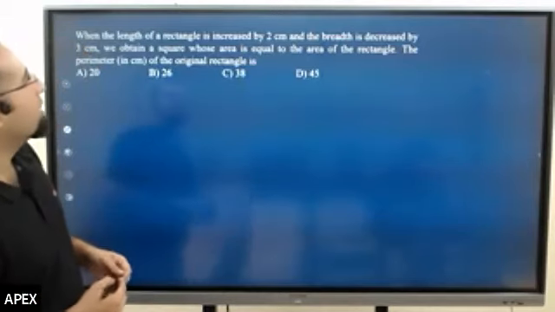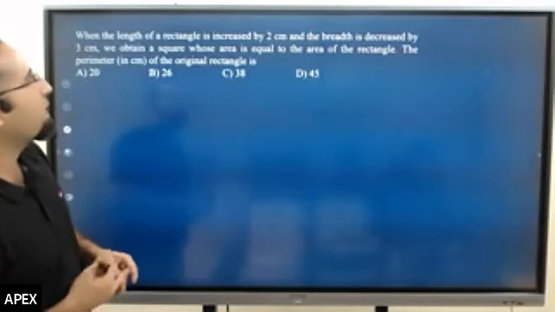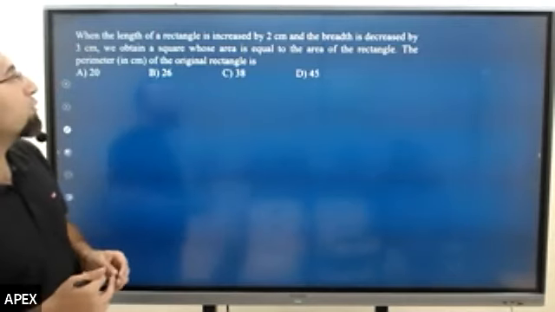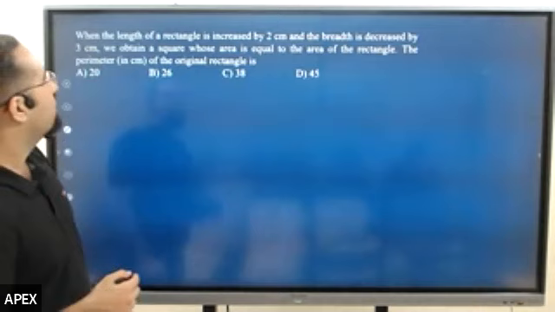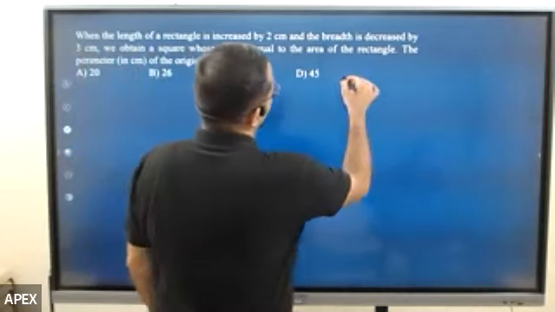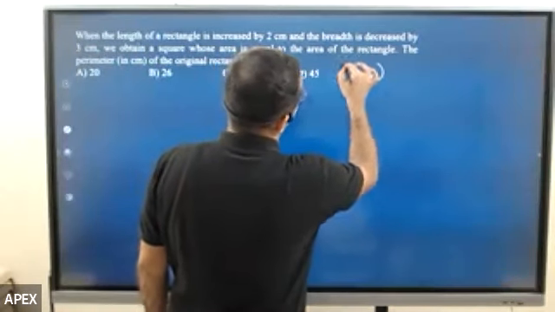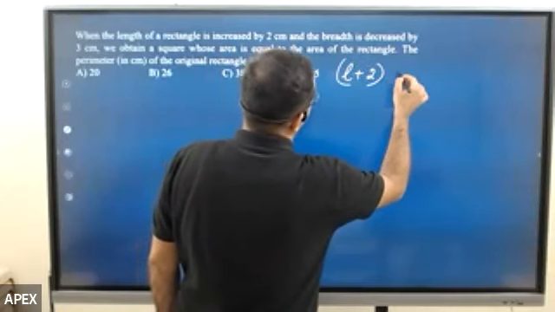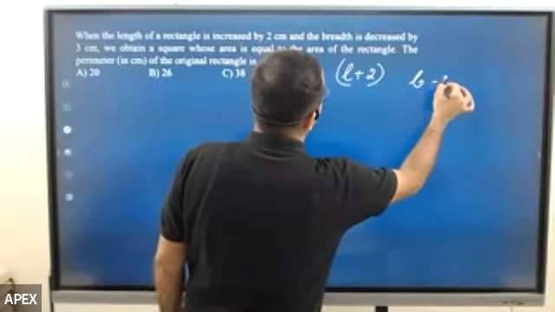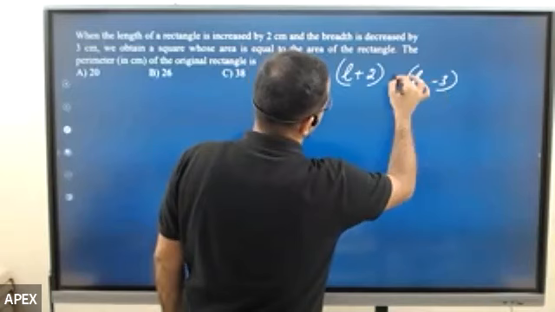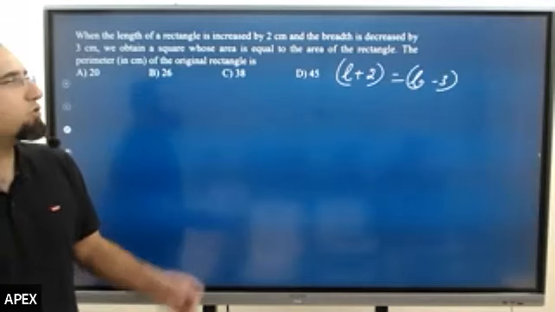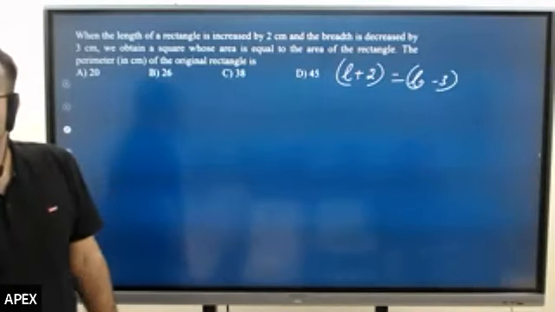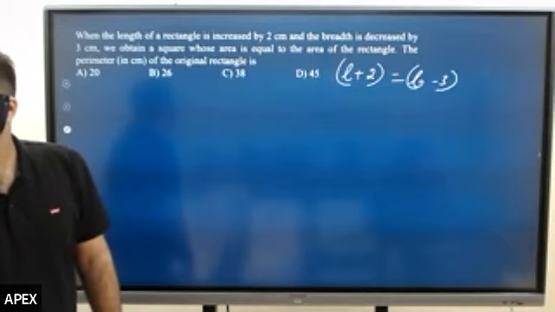Clear? Now, when the length of the rectangle is increased by 2 and the width decreased by 3, we obtain a square whose area is equal to the area of the rectangle. Which means, if we obtain a square, the sides are becoming equal. Or in short, you can write L is equal to B minus 5. Yes, no?